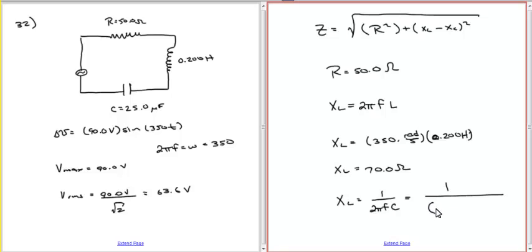So again, 2 pi F is omega. Omega is 350 radians per second times C, which is 25.0 times 10 to the minus 6 farads. And so we get X sub C is equal to 1 divided by 350 times 25 e to the negative 6. And I get 114 ohms. So those are the three individual parts.